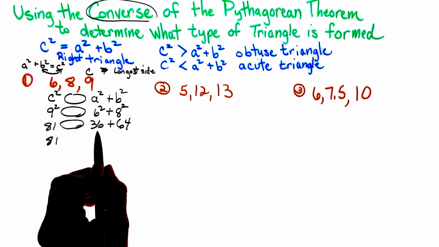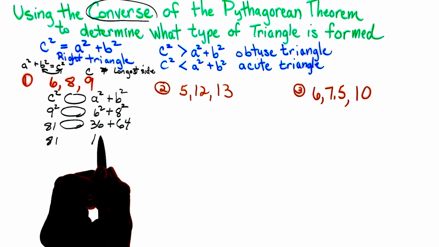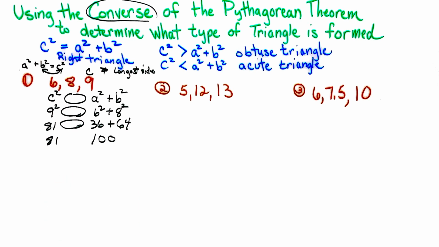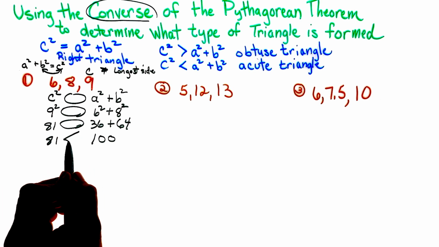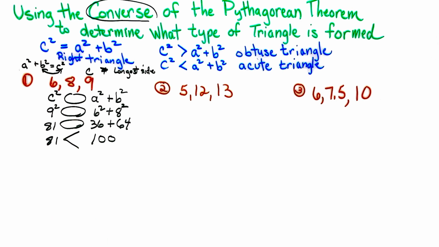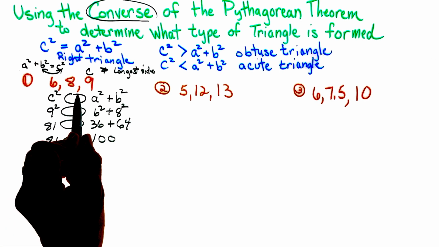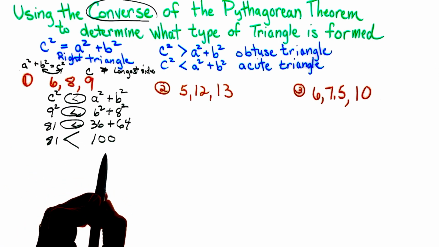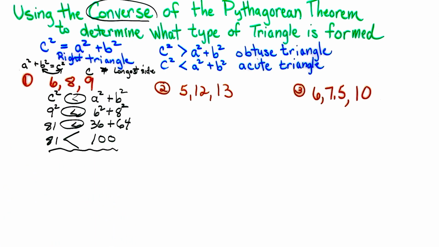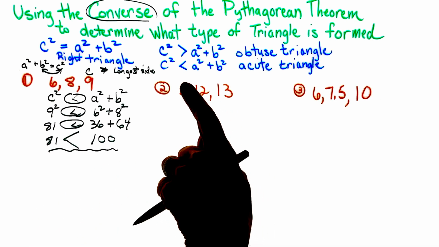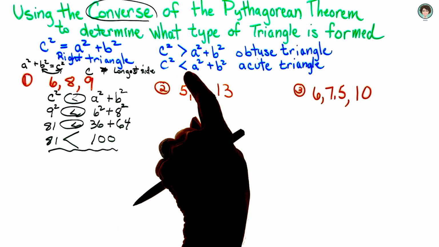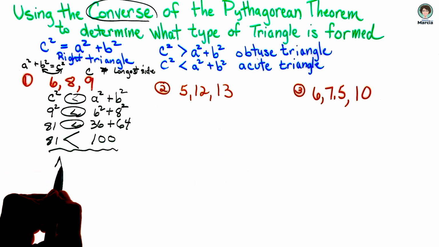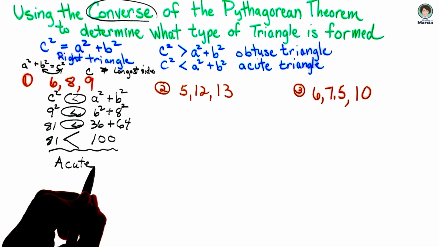That adds up to 100. And we know that 81 is less than 100. So at this point, I could fill in the symbol, or I don't even have to, but this is what helps me decide. Looking up above, we see that c squared is less, so we know that it is an acute triangle.